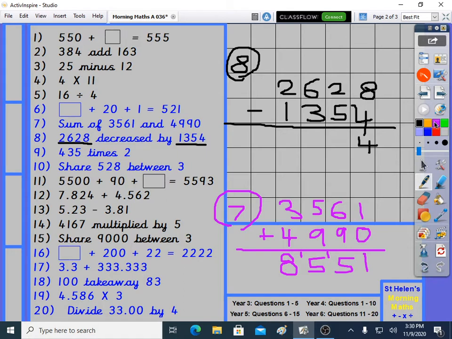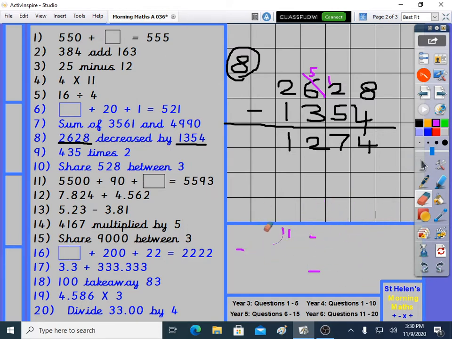2 take away 5, we can't do that. 2 needs some help. Get some help from the 5. Borrows 100, which comes into here and becomes 10 tens. So we have 12 tens, take away 5 tens is 7 tens. 5 take away 3 is 2. 2 take away 1 is 1. 1,274.